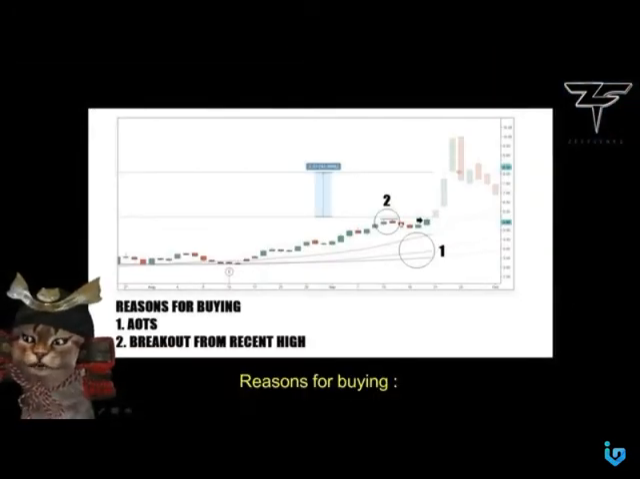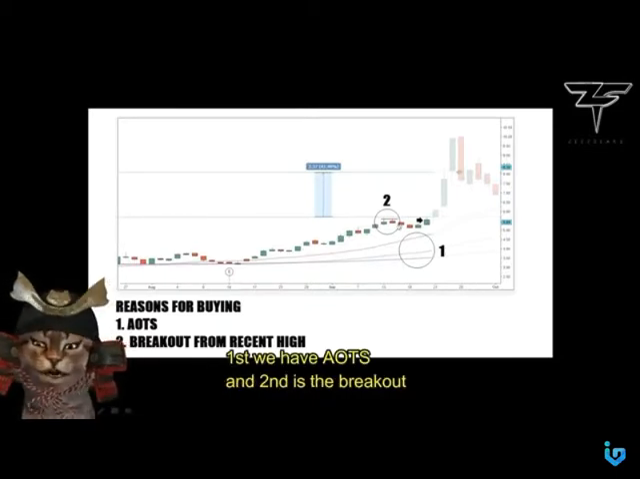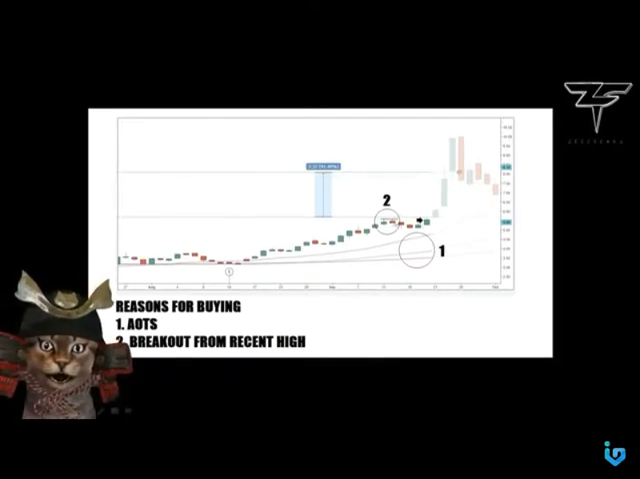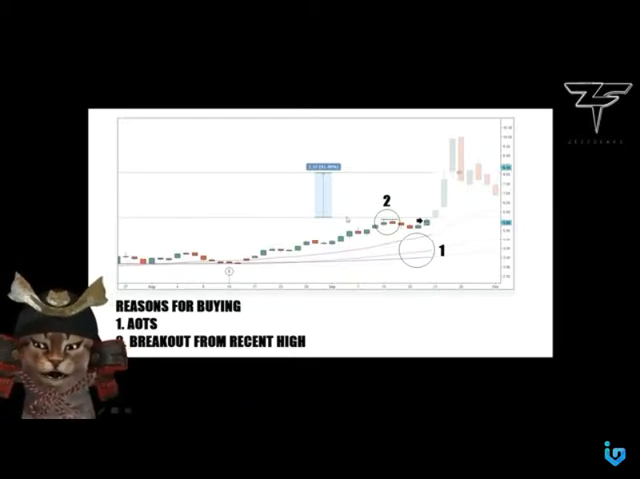Okay, so reasons for buying. First, we have outs, and second is the breakout. Its recent high. And ito yung outs, and then yeah, that's your breakout. So sa closing ako bumili nito para sure.